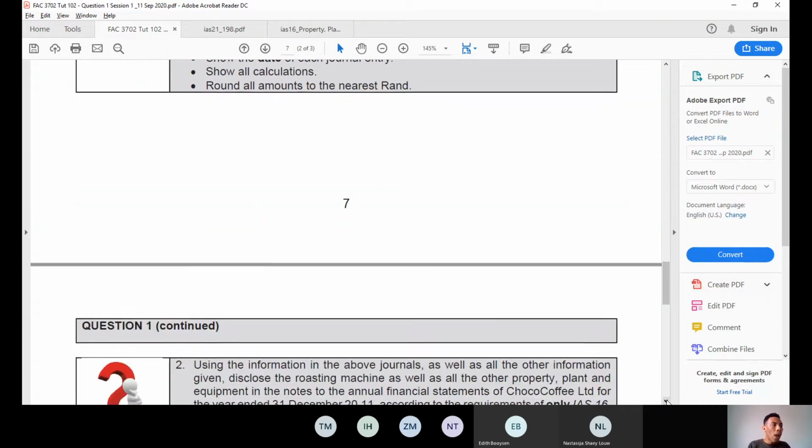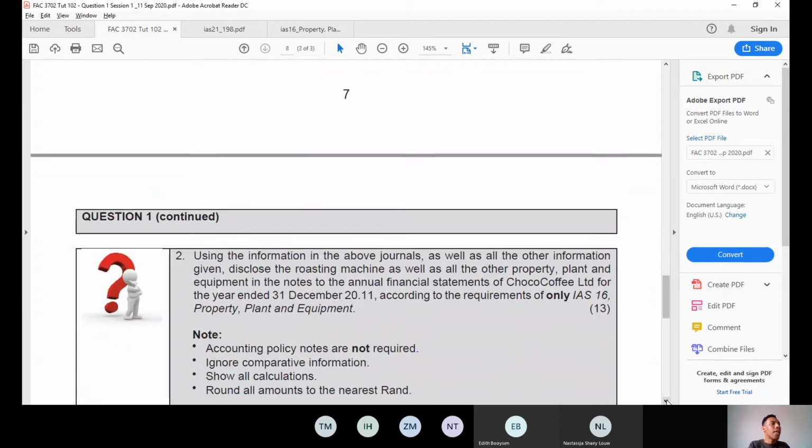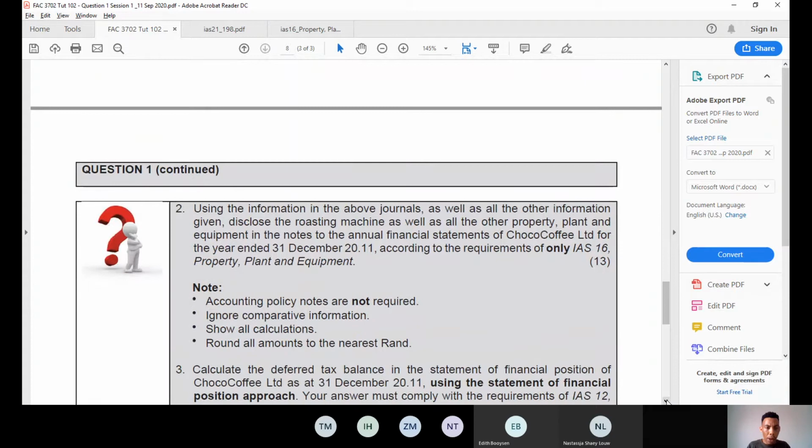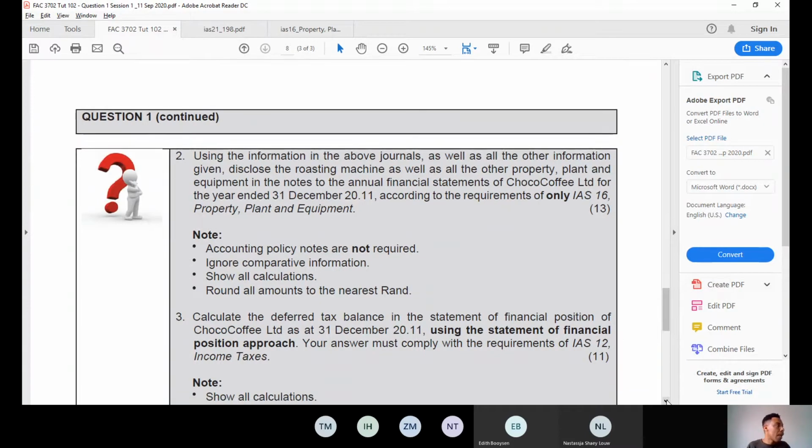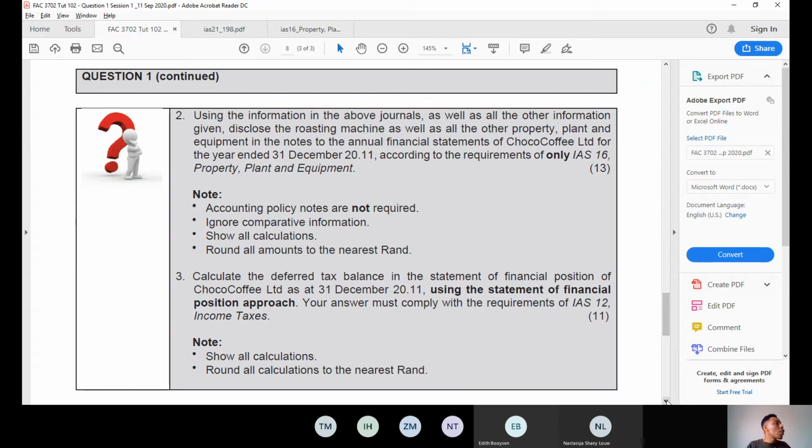Okay, so we know Required A wants us to do journal entries. They want us to do them only for the roasting machine, and as well, they don't want us to do any journal entries that have tax implications. Depreciation is not required. We need to show all calculations. We need to include the dates. That's very important, right?